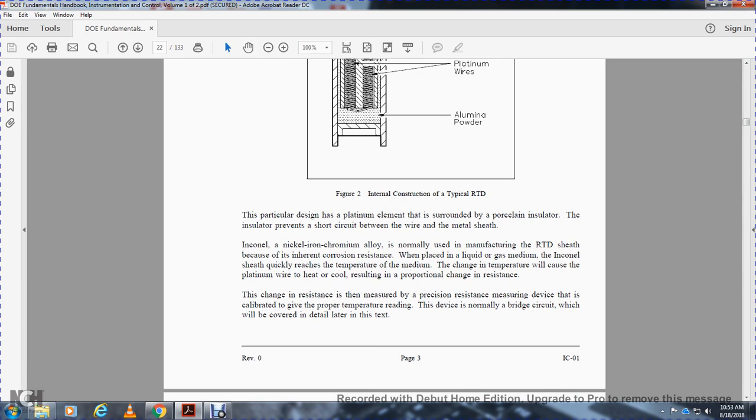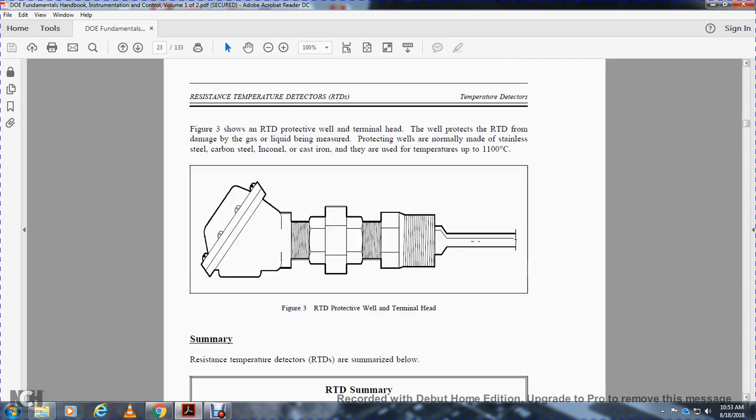When placed in a liquid or gas medium, the Inconel sheath quickly reaches the temperature of the medium. The change in temperature will cause the platinum wire to heat or cool, resulting in a proportional change of resistance. The change in resistance is then measured by a precision resistance measuring device, calibrated to give the proper temperature reading, normally by a bridge circuit, which will be covered in detail later in this section.